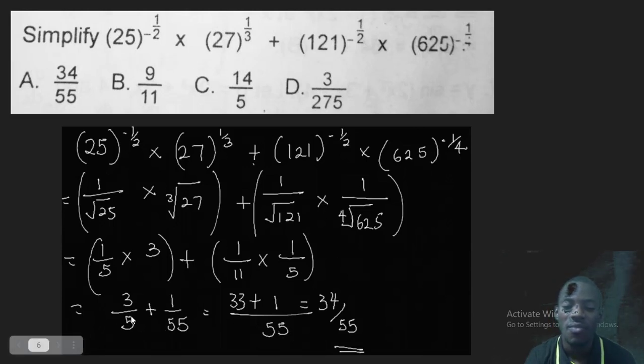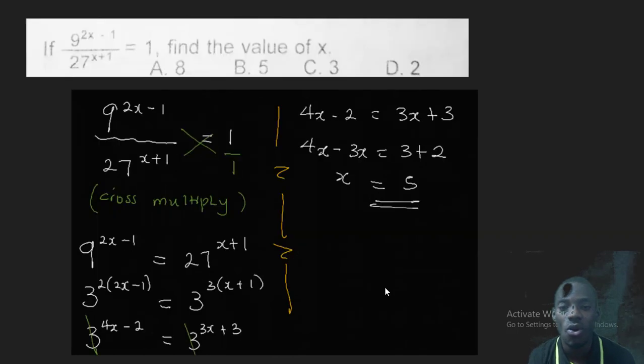And that's what I have here. 5 in 55 is 11. 11 times 3 is 33. 55 in 55 is 1. 1 times 1 on top is 1. So 33 plus 1 is 34 over 55. And that makes A the correct answer.